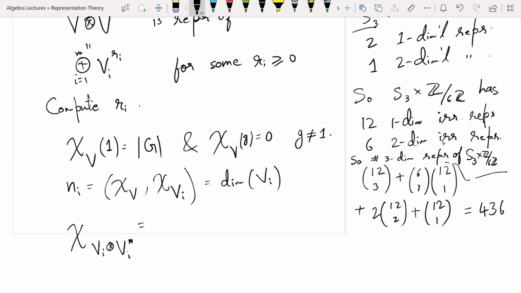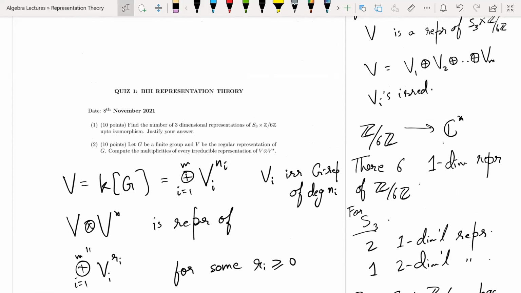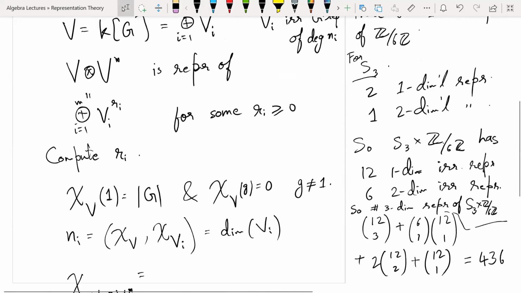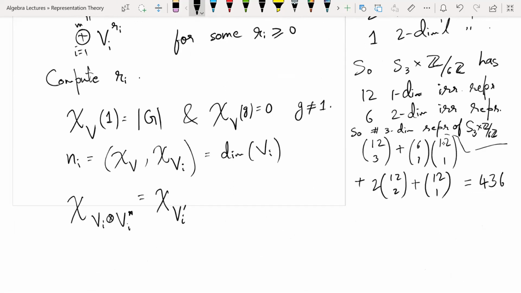So we know what the character of Vi tensor Vi dual is. It's the character of Vi, times the character of Vi evaluated at G, times the character of V tensor V dual. That is what we are trying to compute. So no Vi needed.